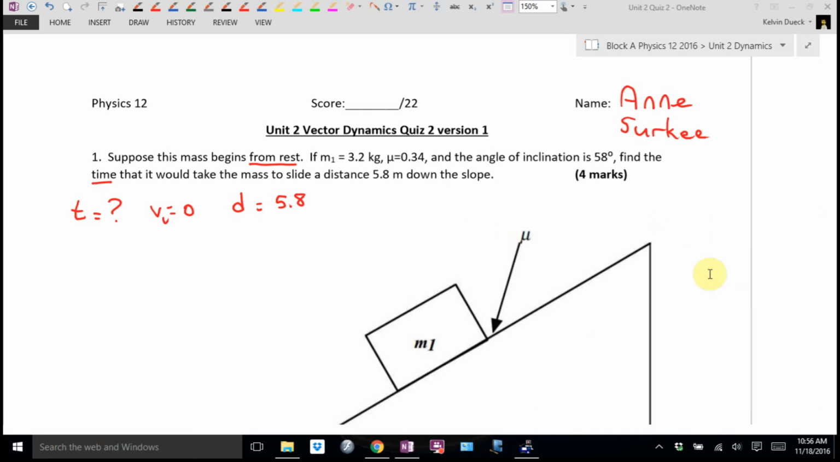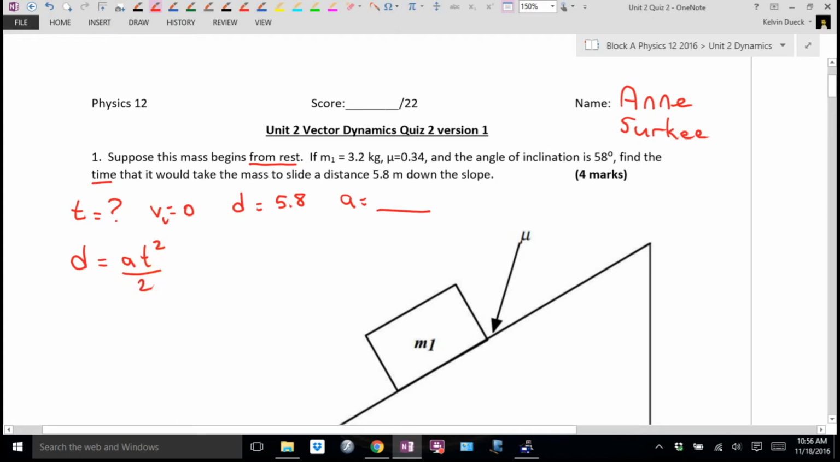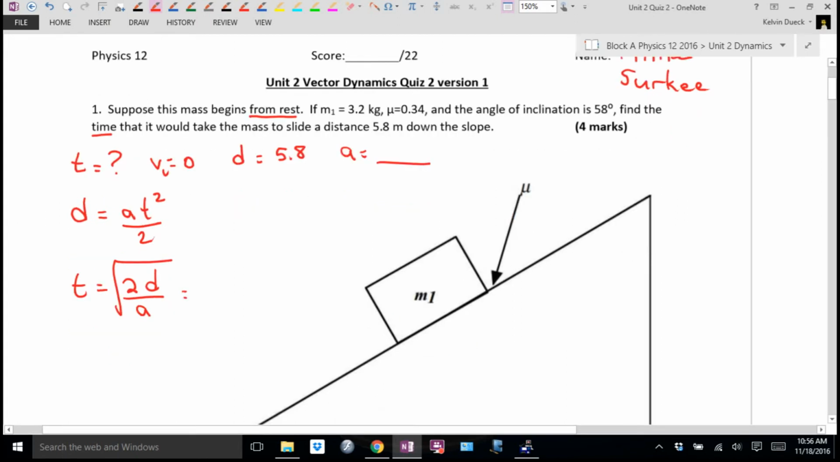I said, I think if I can find the acceleration, I can use this: D equals AT squared over 2. I didn't bother writing the VIT because VI is 0 from rest. I think I can find time by going square root of 2 times D over A. So although this question said find time, I'm going to spend most of my time finding the acceleration.